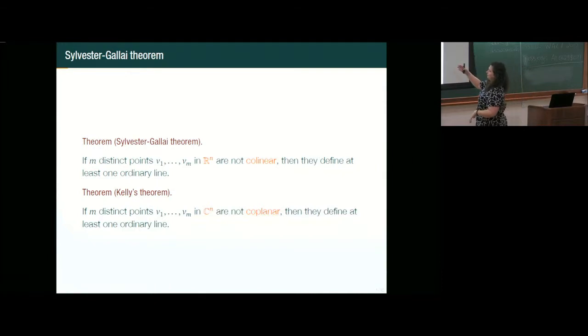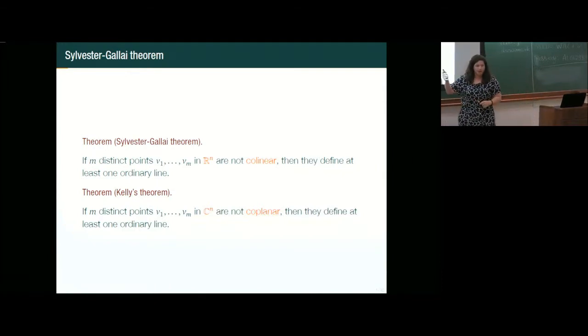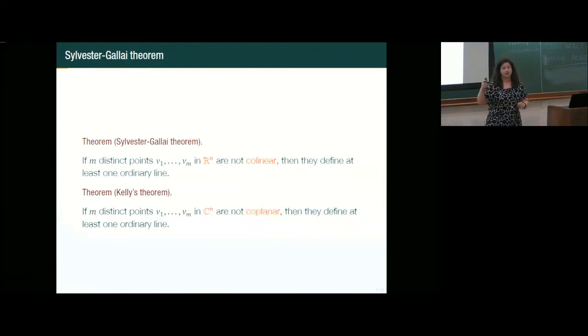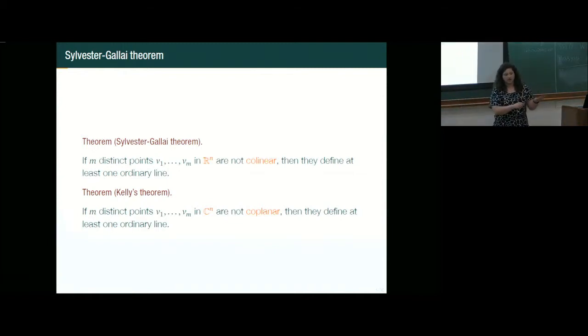Later, Kelly improved this theorem to include points in complex space. But in this case, there is an example of coplanar points, points that lie in a plane but not on the same line, that satisfy this condition. But this is the worst case. So the same condition implies that your points are on the same plane.